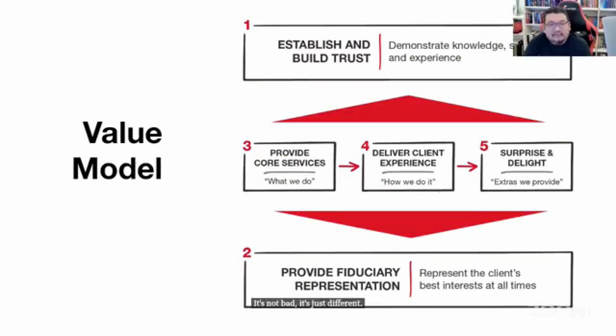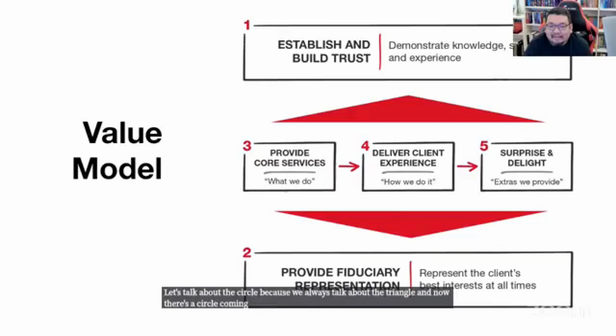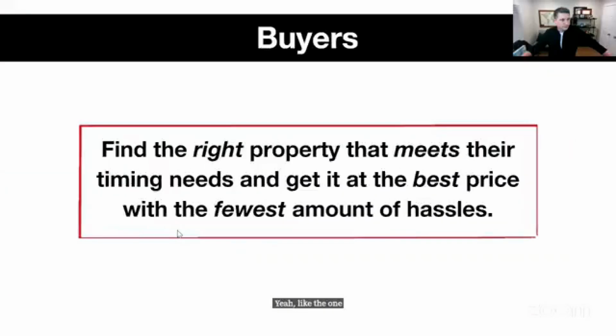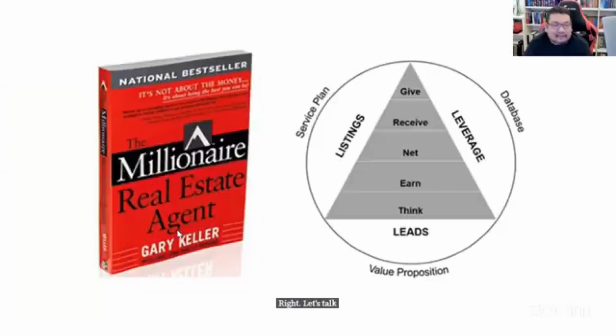Right. Let's switch gears a little bit. Let's talk about the circle, because we always talk about the triangle, and now there's a circle coming in with the MRA 2.0. Let's talk about the one on the first page. Let's talk about this concept of value proposition. What does that mean?